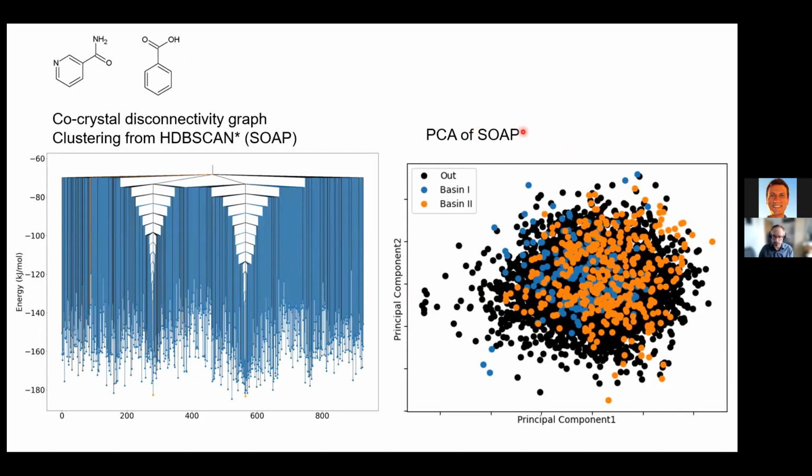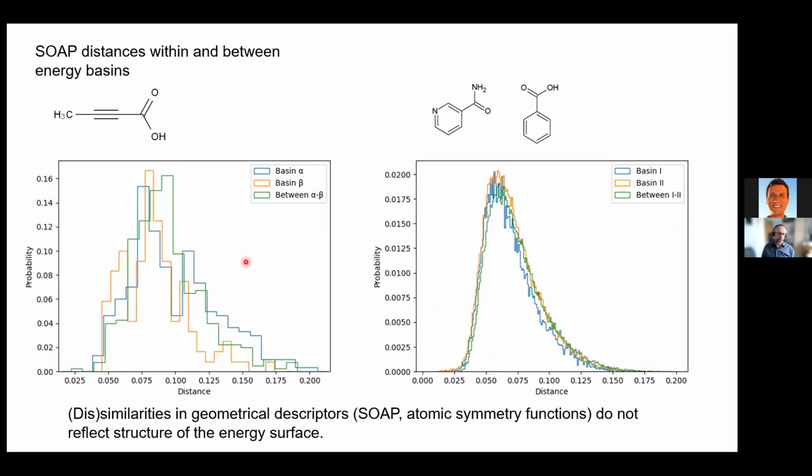So clustering on pairwise similarities of structures from SOAP doesn't reproduce the funnels or the clustering that you would get from looking at structures which are related by low energy barriers. And so we've looked at distances between pairs of structures within basins and between basins for both the tetroic acid and the co-crystal, and the distributions of those distances just overlap. So you don't have larger distances in terms of geometries of structures between basins than within a basin, and that's why these clustering methods are not able to reproduce what we get from the threshold algorithm.